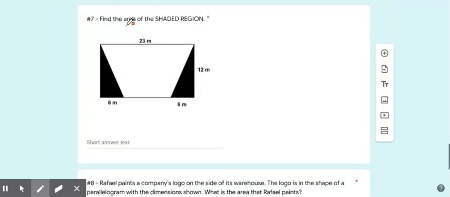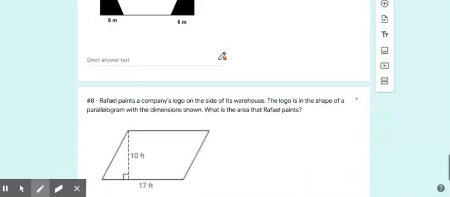Number 7, you want the area of the shaded region. So this shaded region looks like what shape? Looks like a triangle, right? With base of 6 and height of 12. So find the area of this triangle. And this triangle also has base of 6, height of 12. So whatever the area of this triangle is going to be the same as the area of this triangle. Okay? So add your two areas together, and that will give you the area of this shaded region.